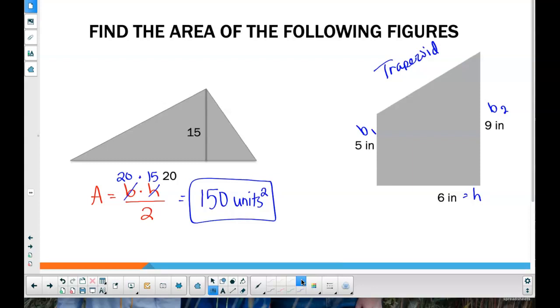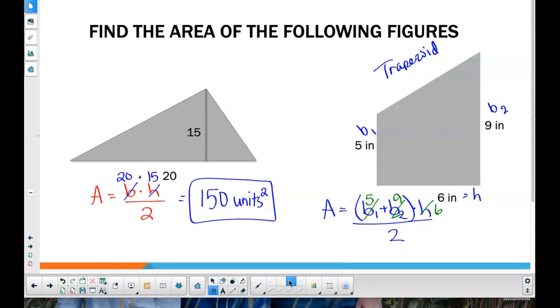Okay, so when I solve this problem, I'm going to start with the formula. Area equals, so write this down, in parentheses, B1 plus B2, times H divided by 2. Okay, if we write that down, now we can just fill in the blanks. What's base 1? 5. Base 2 is 9. The height is 6.